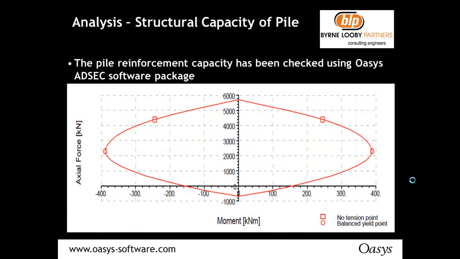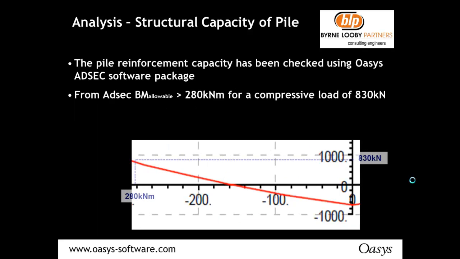So then what the engineers had done is they had looked at a section, carried out an AdSec analysis, and they said, okay, based on this section, for the loading that they've got, so if you remember the loading was 830 kilonewtons, so from the loading of 830 kilonewtons here, if you look at this particular envelope, the maximum allowable bending moment is 280 kilonewton meters.